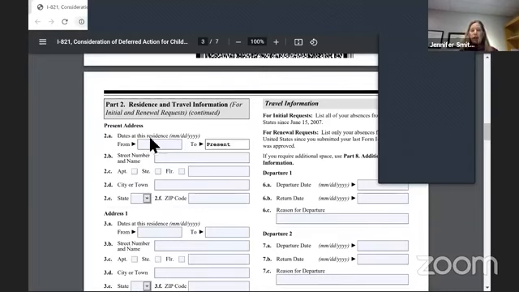So if this is your initial request for DACA, you have to put every address in the United States from your date of entry until now. So a good idea before you start filling out this form is to sit down and write down every place you've ever lived. And if you don't remember, talk to your mom, talk to your aunts, talk to your family, look for bills, do everything you can so you can record every address and the month and year you've lived at those addresses.